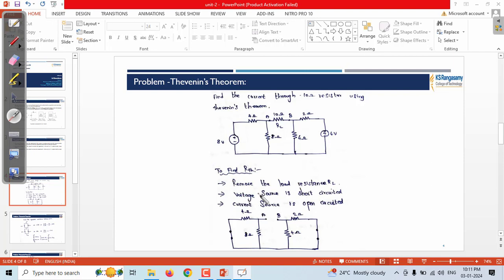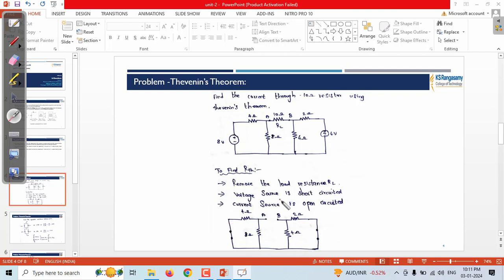Step 2: the voltage source is taken as a short circuit, and if they give a current source, we make it an open circuit. In this figure, they have given two voltage sources, so they should be taken as short circuits. So remove the RL resistor, and make the voltage sources short circuits.